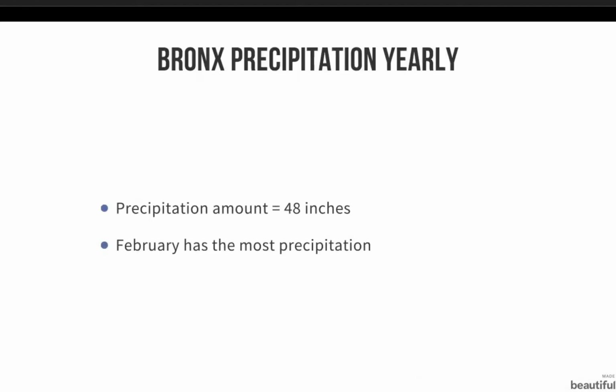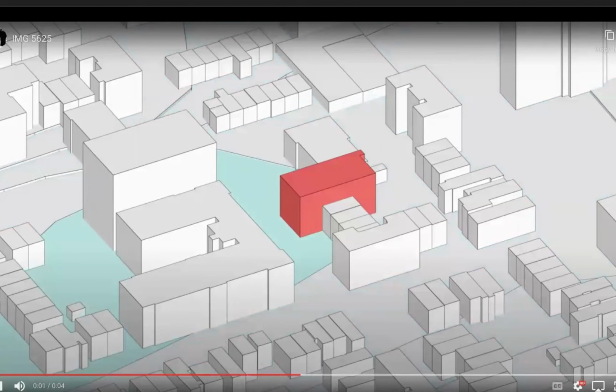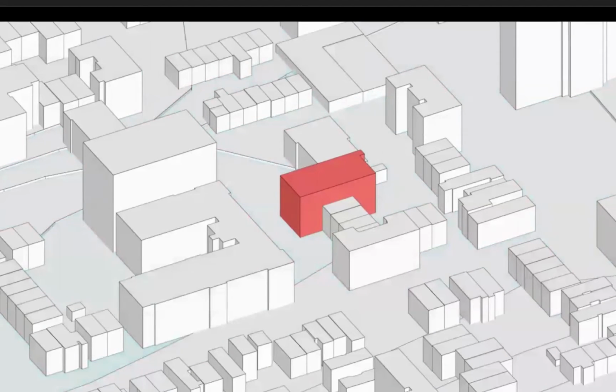We'll talk about some basic precipitation. So in Bronx, the yearly precipitation is around 48 inches, and it usually has the most precipitation during February. This is a flood analysis showing how the water travels.